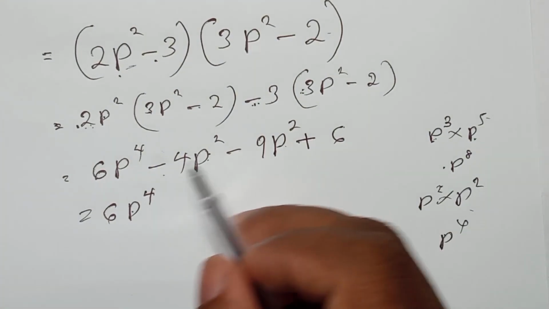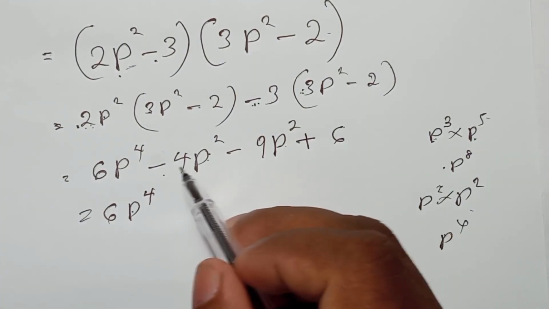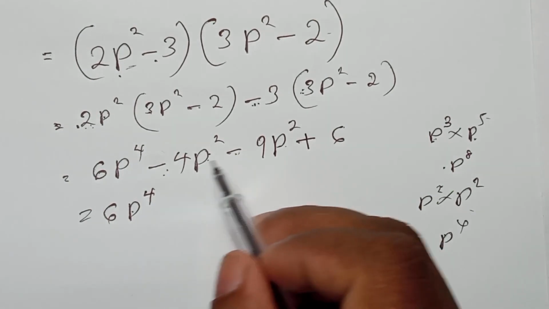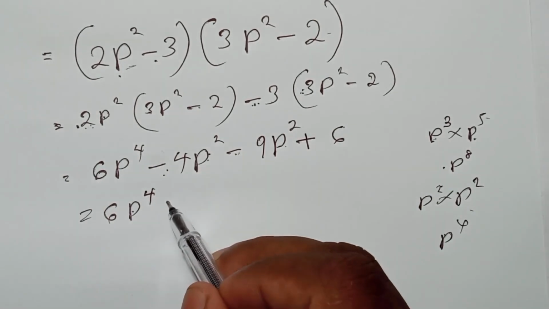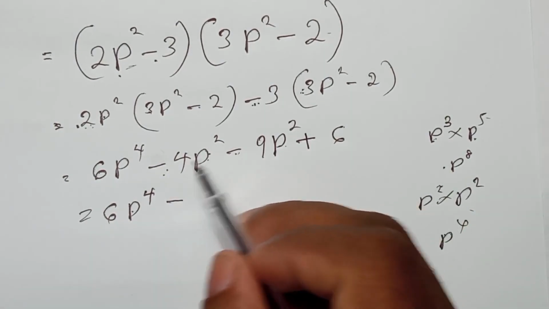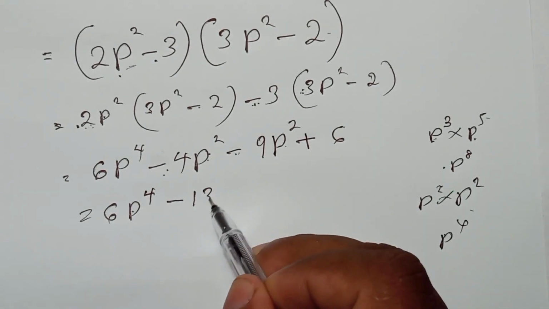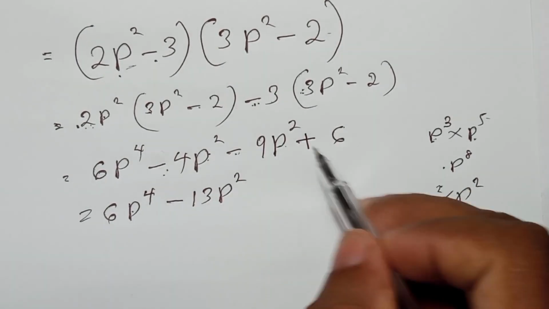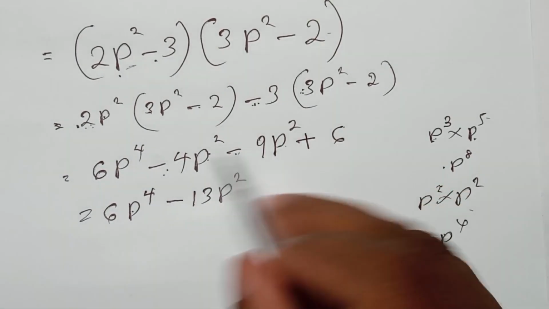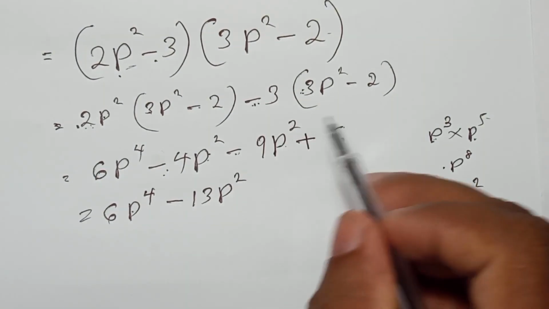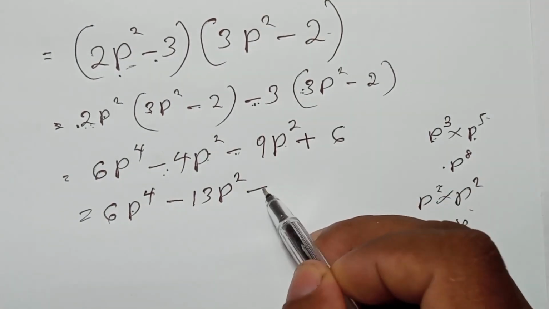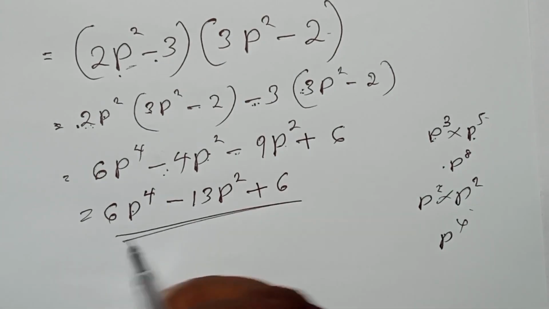Now very simple, we can add these two. Here we have the same sign, and when you have the same sign, we put the same sign and add the numbers. 4 plus 9 means 13, 13p square. Here plus 6, there is no other number, just a number, a constant, so it will be just plus 6. So this is the final answer.